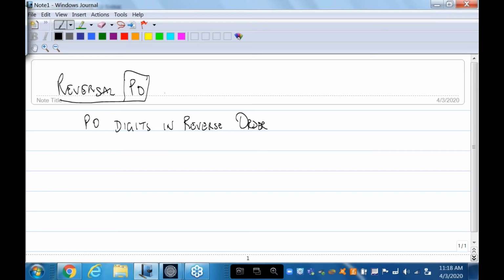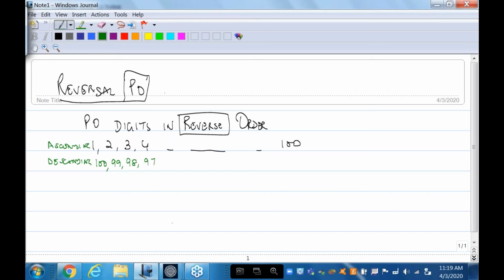So how do I solve this problem now? I've got 1, 2, 3, 4, all the way up to 100. How am I going to solve it? Reverse order. This is ascending order. I'm going to go now descending order. What is descending order? I'm going to start with 100, 99, 98, 97. And when I come up to 100, it's going to be digit number 1.